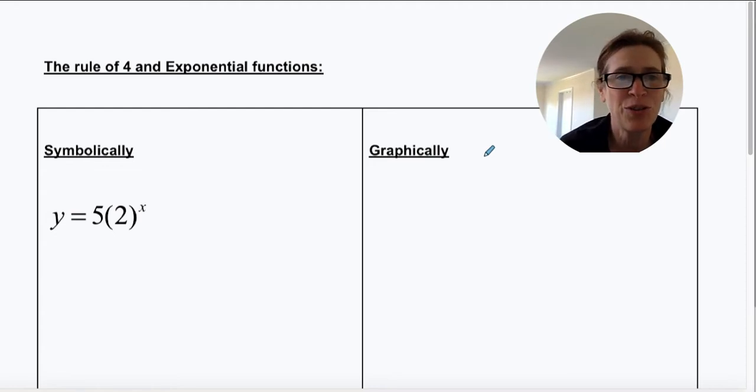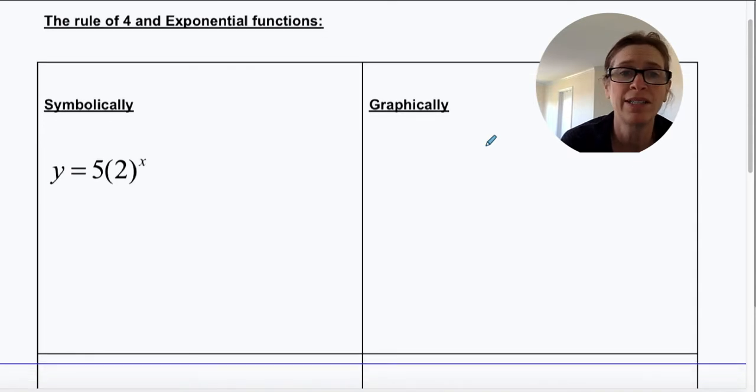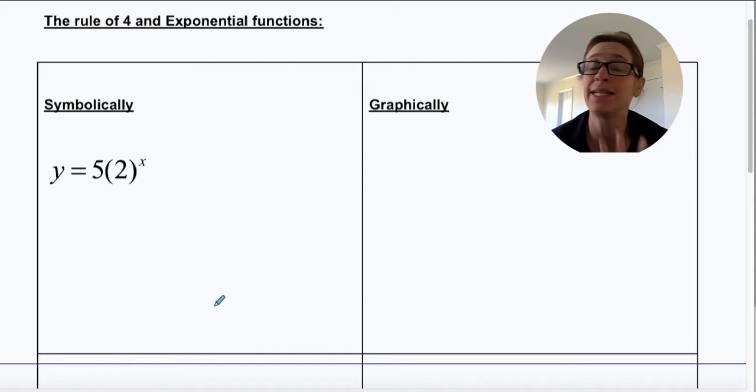Hi everyone, it's Coach Fred, and today I'm going to be going over exponential functions and the rule of 4. And you know how big I am on this rule of 4, understanding a function many different ways.